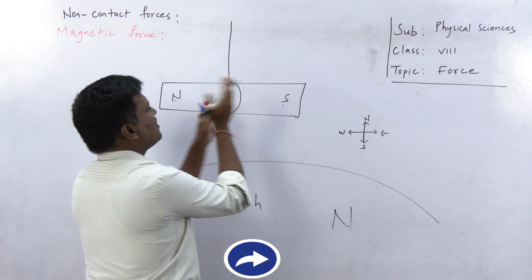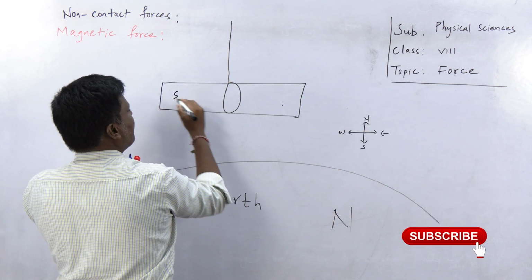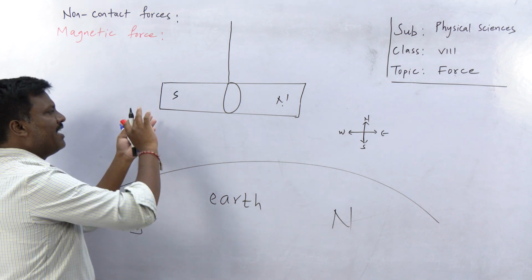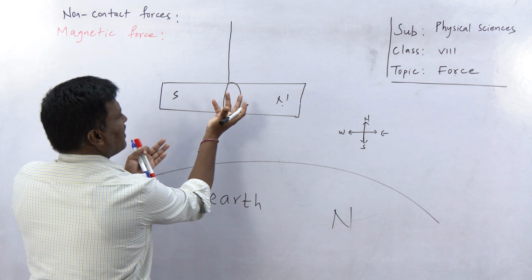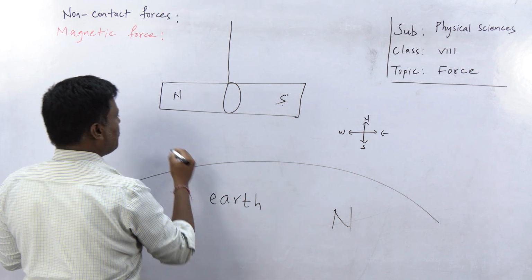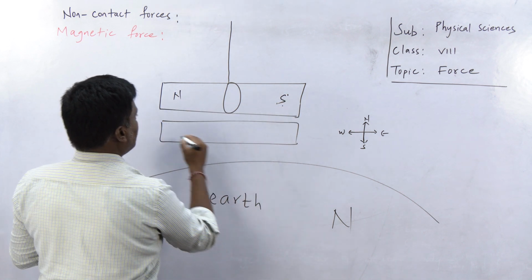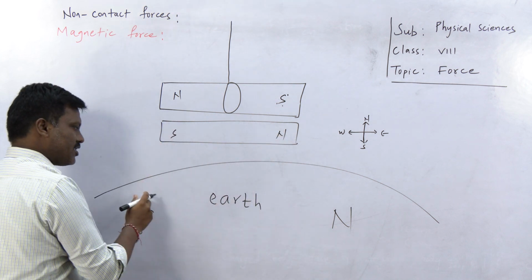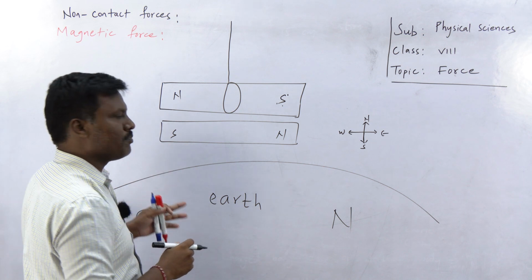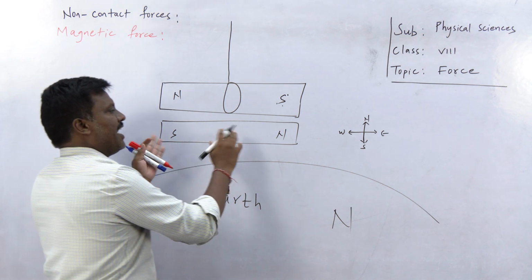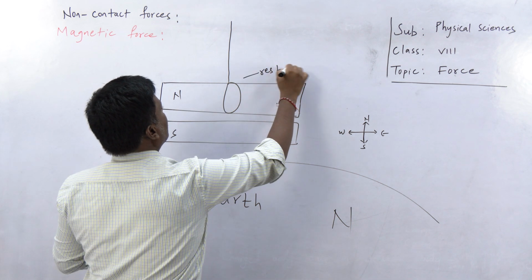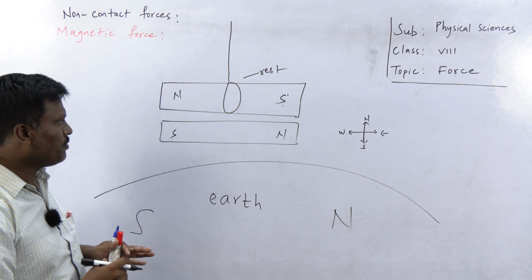Even if I change the directions, keeping the south here and the north here, and I change the direction and keep it this way, what happens? Again this magnet rotates and finally comes to rest showing the north and south only. Why? If you change the directions, between south and south there is a repulsion, and between north and north there is a repulsion, because same poles repel each other. Due to the repulsion, this magnet turns again and finally comes to rest showing the north pole and south pole. I hope you understand the reason.